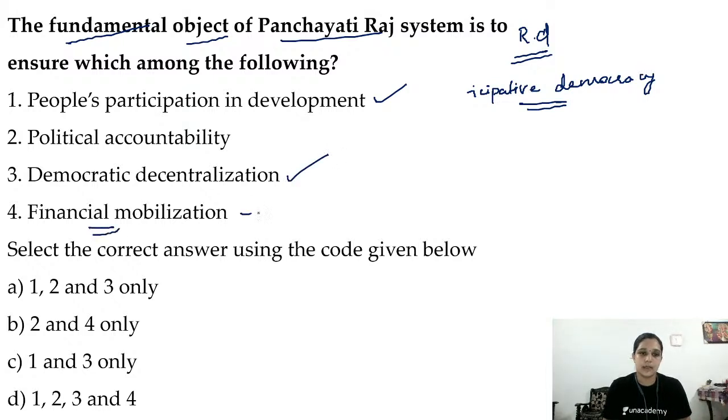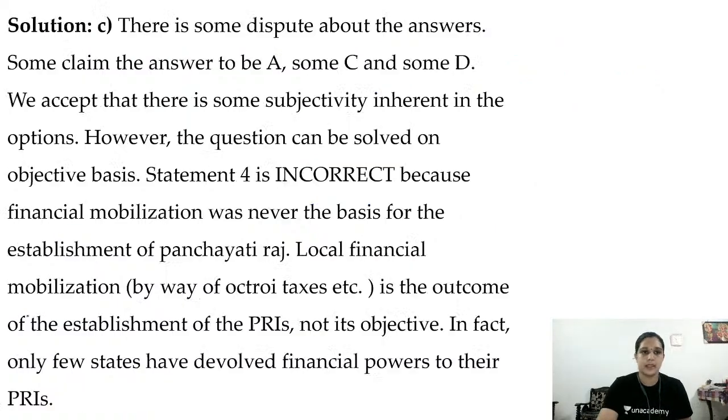Financial mobilization is in the hands of the state legislature even today. The state legislature should decide what is given to the people, and they should decide whether to give them the power to collect octroi, taxes, tolls, all these things. So the financial stability also will not come. So eliminate the option, and you get the answer 1 and 3 only. Okay, next.